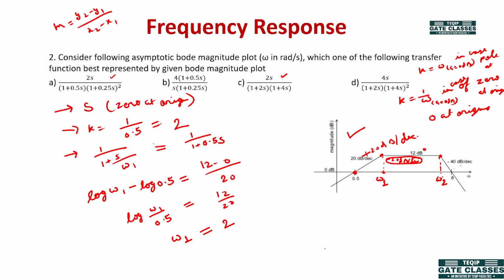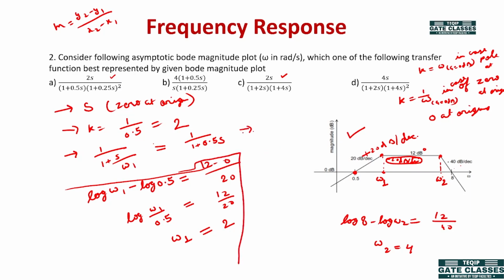So let's calculate omega 2 using the same method. We have log 8 minus log omega 2 is equal to 12 upon 40. So from here, if we solve this, we get omega 2 is equal to 4. So our second pole is at 1 upon 1 plus s by 4, that is of second degree.